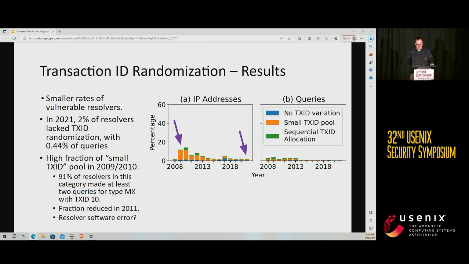You may note that there is a high fraction of small TXID pool in 2009 and 2010. While small source port pool makes some sense, the same cannot be said for transaction IDs. After some deeper inspection, we found that one element that many of these resolvers had in common was multiple MX requests made with a transaction ID of 10. There were almost no such resolvers in 2008, and it drops pretty quickly after 2009. Our best guess is that there was a bug introduced into some DNS resolver software sometime between the 2008 and 2009 collections, and the data suggests that this bug was later corrected, given its diminishing presence. And the data is a result of administrators applying the patch or upgrading.